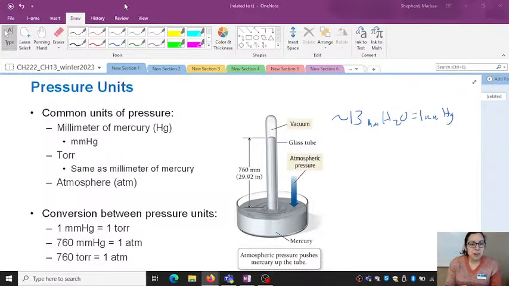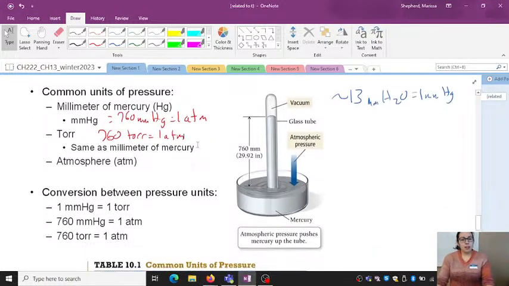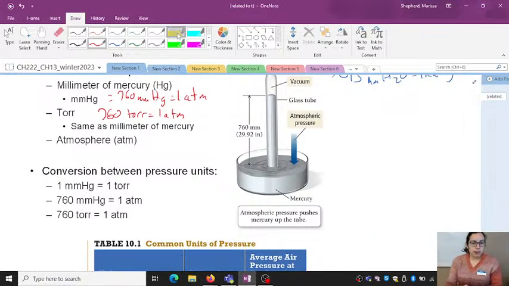So let's go back to measuring pressure units. That's why we have millimeters of mercury as one of our standards. 760 millimeters of mercury is equal to 1 atmosphere. Again, that's 760 millimeters in your column height. That's 1 atmosphere. Torr is the same thing, so torr and millimeters of mercury are both 760, and they're used pretty interchangeably. And then we also see atmospheres, or atm.